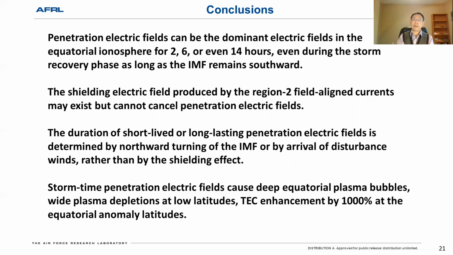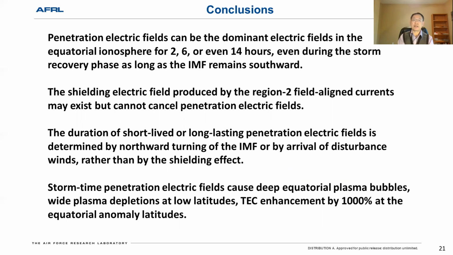To summarize, penetration electric fields can be the dominant electric fields in the equatorial ionosphere for 2, 6, or 14 hours, even during the storm recovery phase, as long as the IMF remains southward. The shielding electric fields produced by the region 2 field-aligned currents may exist, but cannot cancel penetration electric fields. The duration of short-lived or long-lasting penetration electric fields is determined by northward turning of the IMF or by the arrival of the disturbance winds, rather than by the shielding effect.